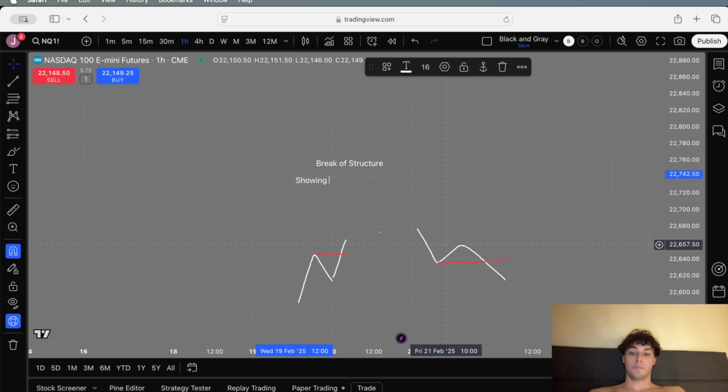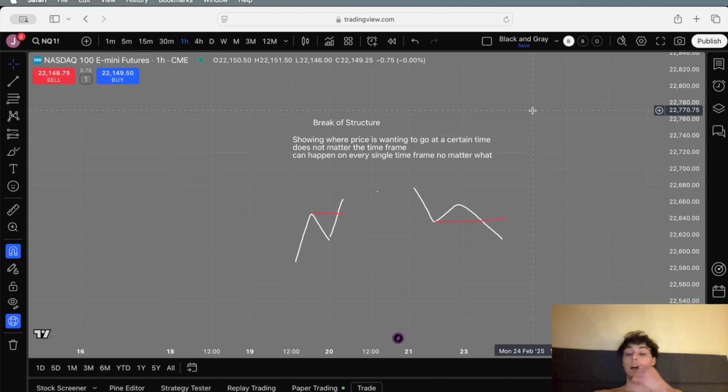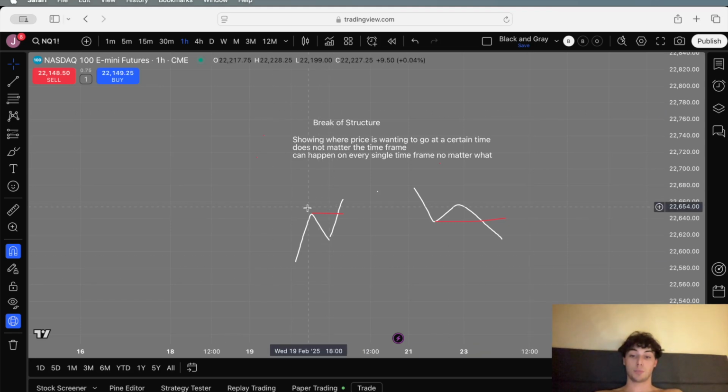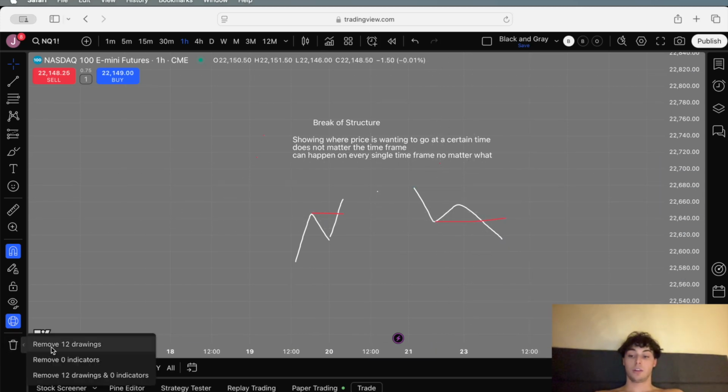All it is, is showing where price is wanting to go at a certain time. It does not matter the time frame. It can happen on every single time frame, no matter what. A break of structure is super simple. I'm just gonna get straight into it. All it's doing is showing if price is in an uptrend or a downtrend. If price breaks structure right here, it's in an uptrend. If price breaks structure right here, it's in a downtrend. So let's get into it.